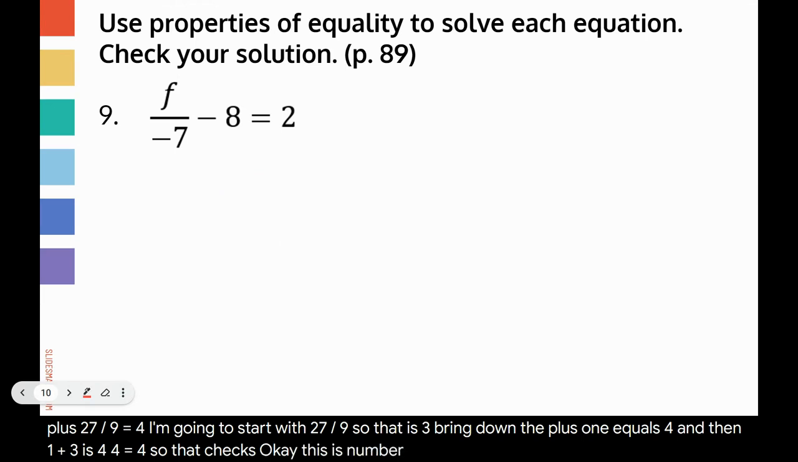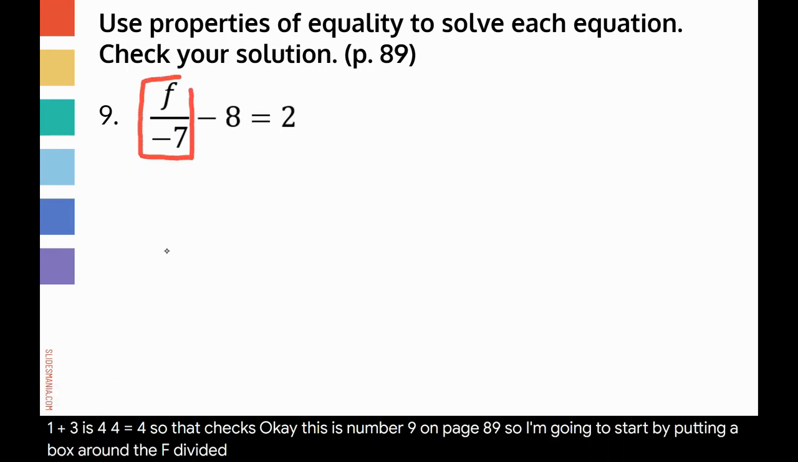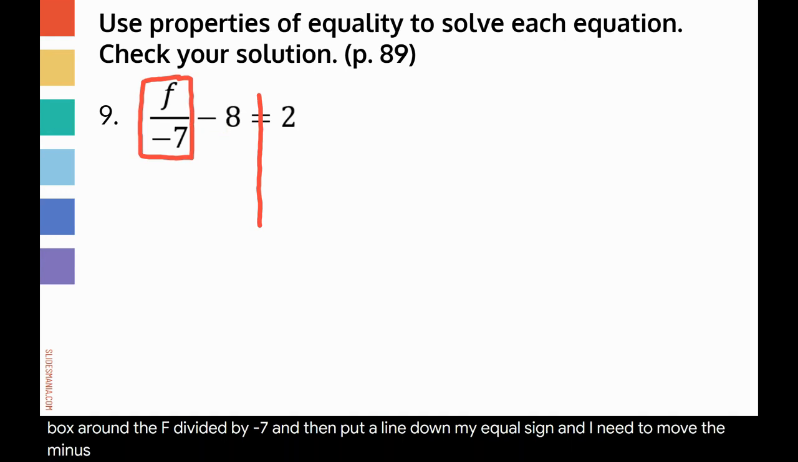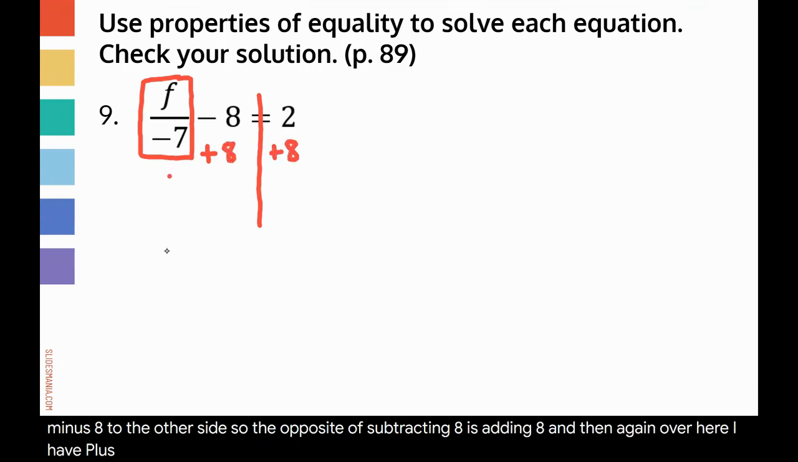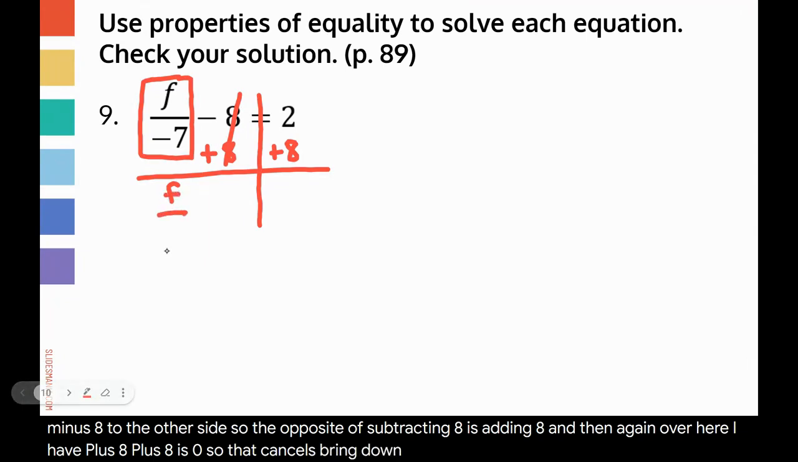Okay, this is number 9 on page 89. So I'm going to start by putting a box around the f divided by negative 7, and then put a line down my equal sign. And I need to move the minus 8 to the other side. So the opposite of subtracting 8 is adding 8. And then again, over here, I have plus 8. Negative 8 plus 8 is 0, so that cancels. Bring down f over negative 7. And then 2 plus 8 is 10.